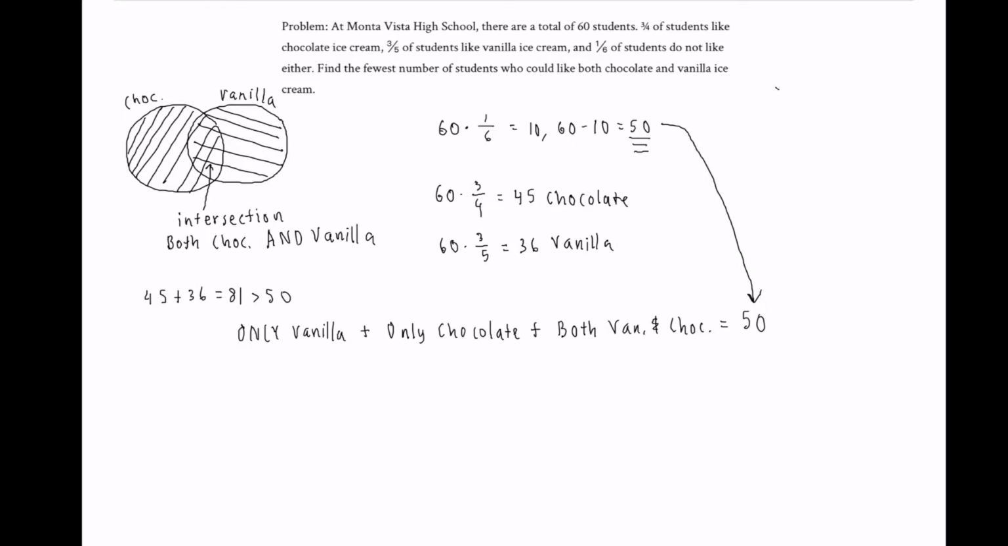Only vanilla in a Venn diagram is this region over here. It does not include the intersection because these students like both vanilla and chocolate. Only chocolate is represented with this shaded region. Once again, it does not include the intersection. Let us define the variable x as the number of students who like both chocolate and vanilla. So in this case, that is the intersection.